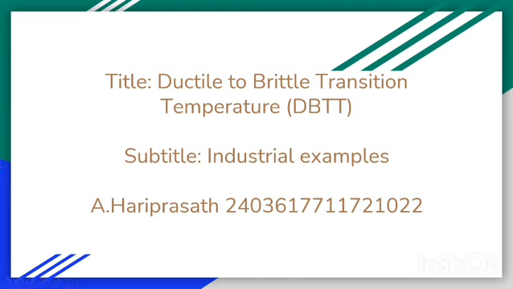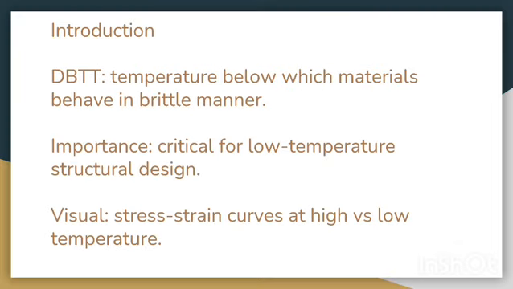We are going to see about DBTT industrial examples. First, we need to understand what DBTT is. DBTT means ductile to brittle transition temperature. Basically, metals fracture in two types. One is brittle fracture, another one is ductile fracture. So, metal possesses brittle and ductile fracture.